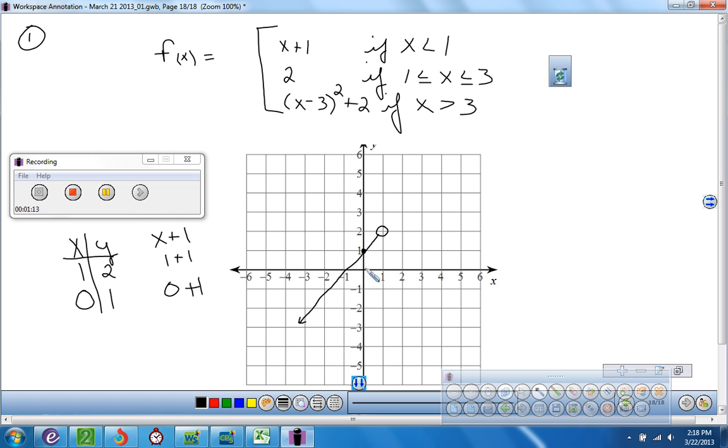So we would say that this is increasing for that part of our function. Now, from 1 to 3, we have y is equal to 2. So I'm going to take away that open circle for right now, and we're going to have a straight line connected to it there. So that's going to be constant for that part.